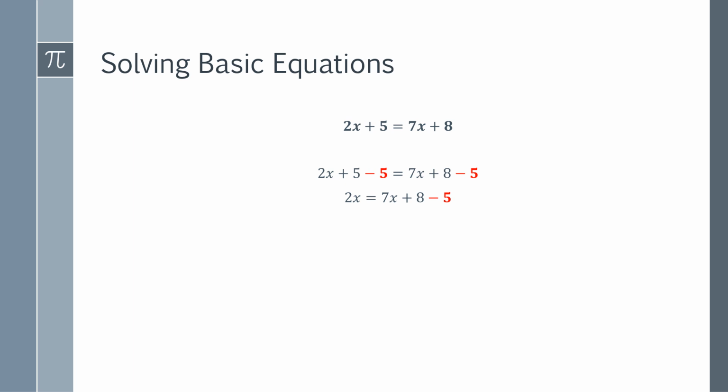Remember when we talked about variables and like terms? Constants are considered like terms, so we can combine them anytime we can to make our work easier. So we get 2x equals 7x plus 3. We still want to get an x equals something. So in order to do that, we have to subtract 7x from both sides to end up with minus 5x equals 3. Divide both sides by minus 5, and our final answer is x equals minus 3/5.